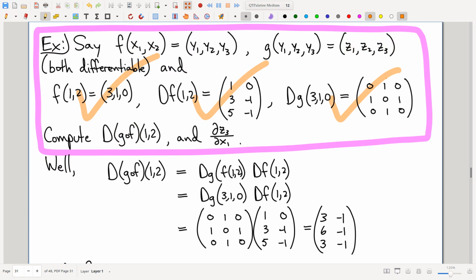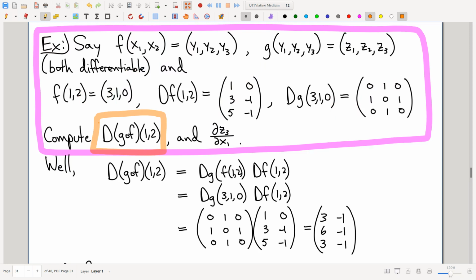We need to have certain information to be able to do what we're going to need to do for this example. So there's what you need. We'll see how it comes up momentarily. And here's the two questions. We're going to start off by asking what is the derivative of the composition.